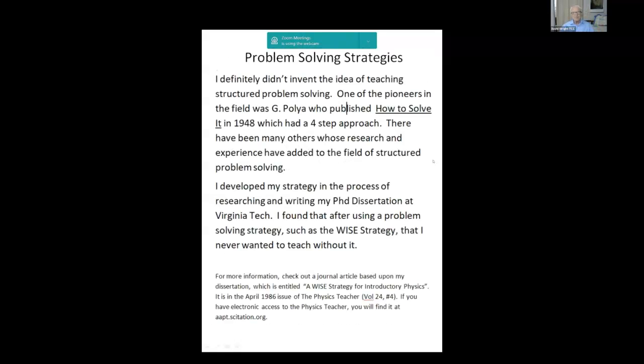All right, so this whole thing started, as I can tell, about 1948 with George Polya's How to Solve It, which gave a 4-step approach. And there's been many, many others. I could go on and on. I did that in my research. So I developed a strategy on the process of researching and writing my PhD dissertation at Virginia Tech. Go Hokies! I found that after a problem-solving strategy, such as the WISE strategy, I never want to go about teaching without it. Now, I do a lot of demonstrations, teach the theory as well. When it comes to problem solving, I love using the problem-solving strategy.